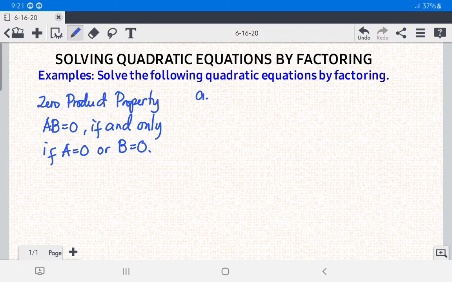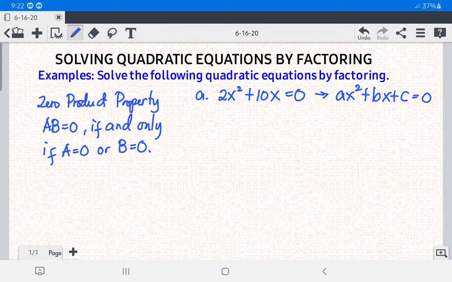Let's say we have 2x squared plus 10x equals 0. So here, since that is already in standard form, ax squared plus bx plus c equals 0, no need to rewrite it again. All the terms are on the left side of the equation. Only that c, the constant term, is missing. But then this is an example of a quadratic equation.